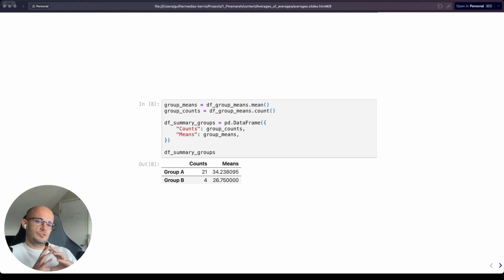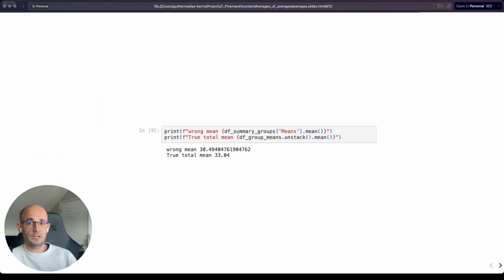Now, this is the most simple example of why you should not do averages on averages, which very junior or amateur analysts tend to do. If they're not aggregating at this level and they're just calculating the total average of groups, they'll just calculate the average. Done. You do the summary groups, you select the means, you get 30.494, which is wrong. The true total mean, which you can get to by unstacking the data frame, which is basically a fancy pandas way of saying I'm going to collapse both columns into the same column, you can see that the true mean is 33.04.